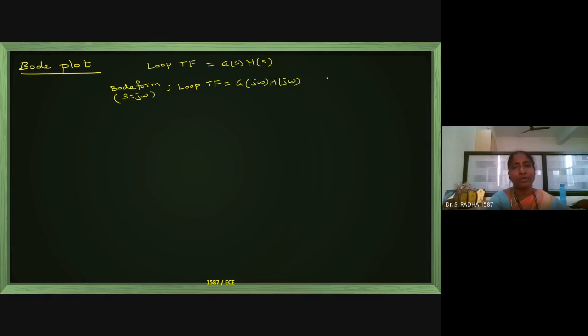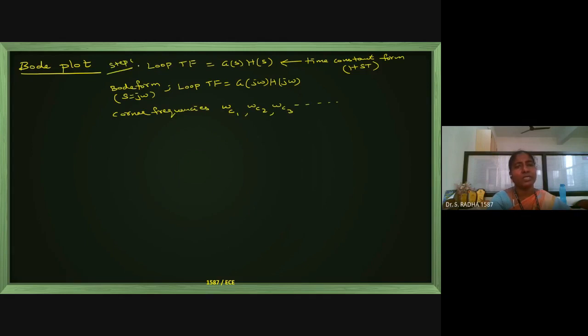Before that, we have to see whether this is in time constant form, which means numerator and denominator factors should be in 1 plus sT form. Only then we put it in Bode form. And after that, we have to calculate corner frequencies: omega c1, omega c2, omega c3, like that, as many corner frequencies as are possible. This is step number 1.